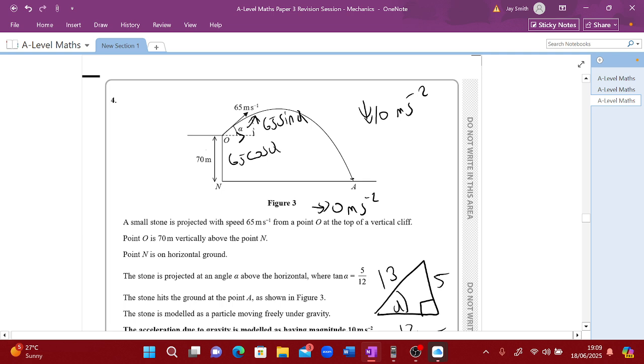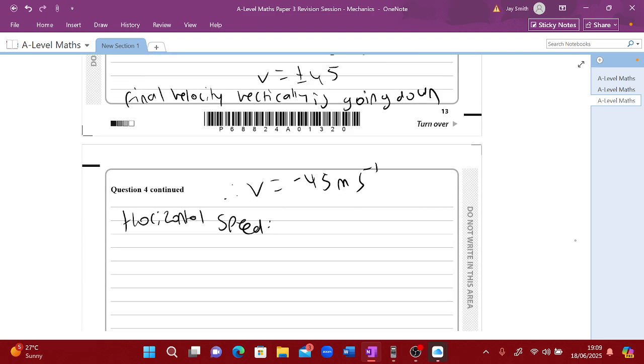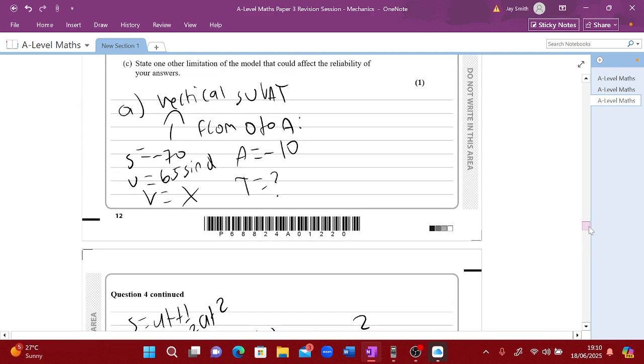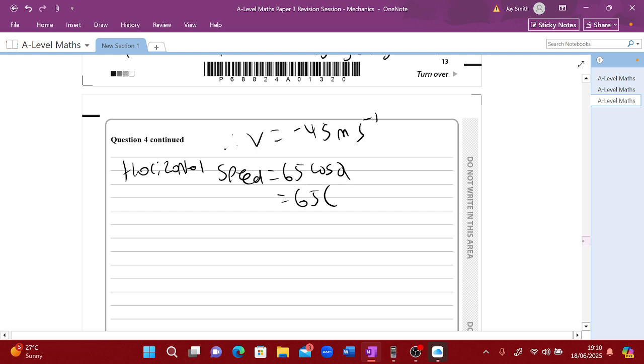But we know what the initial speed is horizontally. It's this 65 cos alpha. So it's always going to be 65 cos alpha. And so that's 65, and we know what cos alpha is. It is 12 over 13. And so that will be 65 times 12 over 13, which is 60.